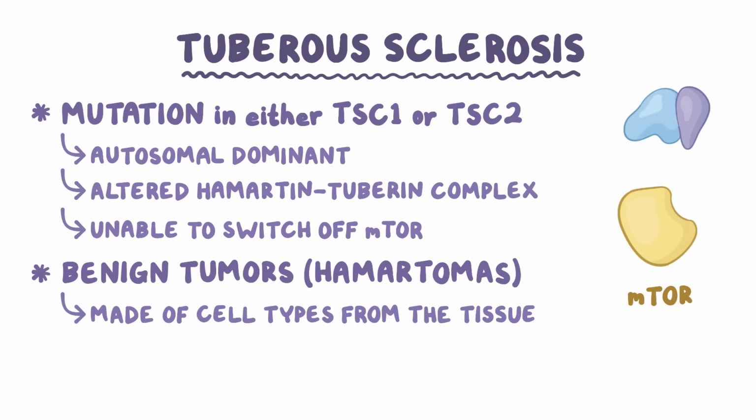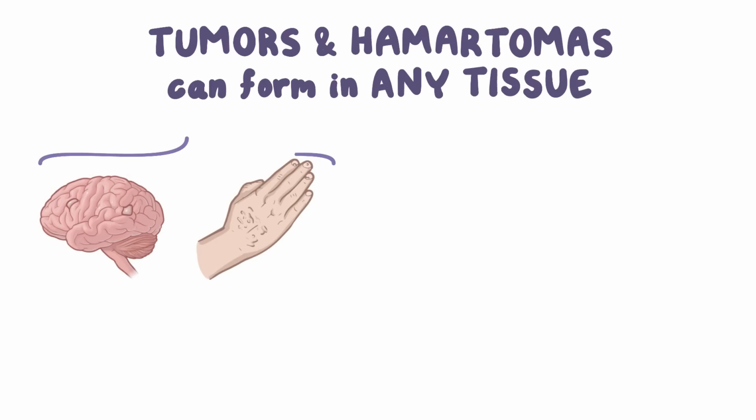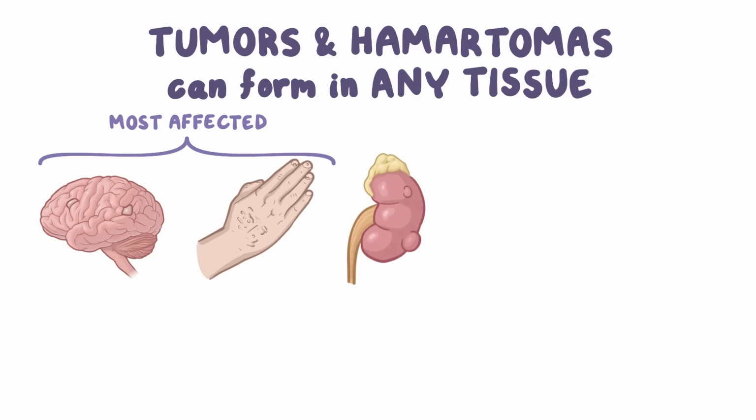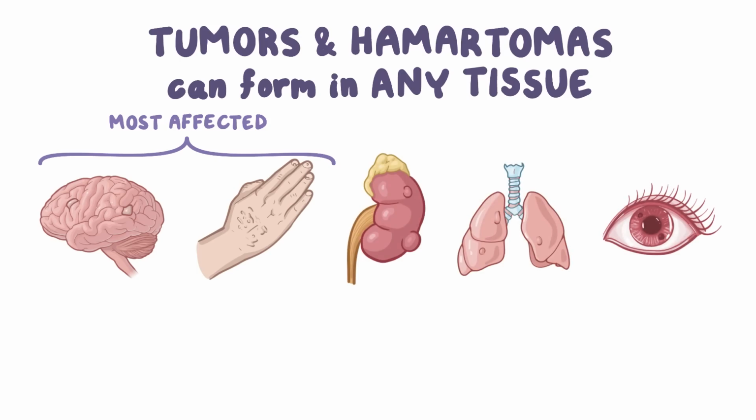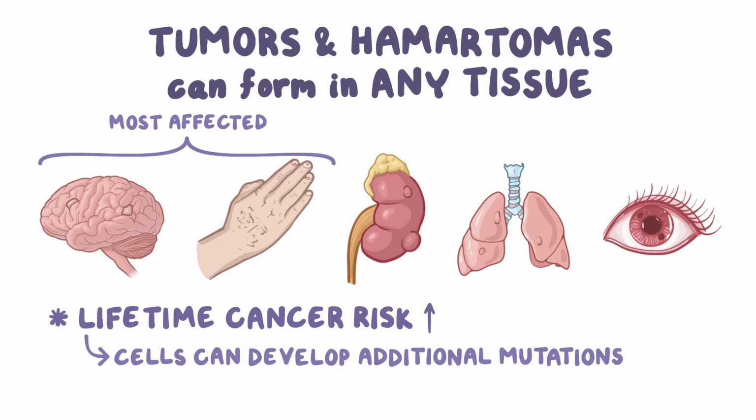In fact, if we think of the tissue like a sheet of fabric, a hamartoma is like a knot in the sheet. Benign tumors and hamartomas can form in any tissue, but the brain and the skin are usually affected the most, along with the kidneys, lungs, and eyes. On top of that, the lifetime risk of cancer is increased in individuals with tuberous sclerosis. That's because the rapidly dividing cells can develop additional mutations that eventually make these growths expand beyond the basement membrane and invade neighboring tissues.